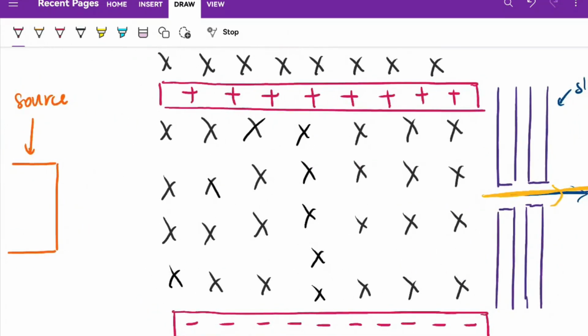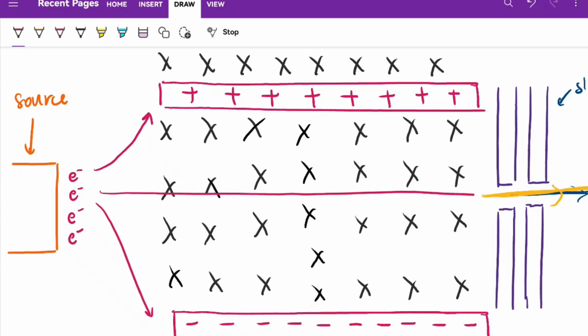This source actually produces electrons with different speeds. So some electrons will deflect towards the positive plate, some will deflect towards the negative plate, while the rest will pass through this region undeflected. Now, how all these three phenomena work, I will explain to you in a while.